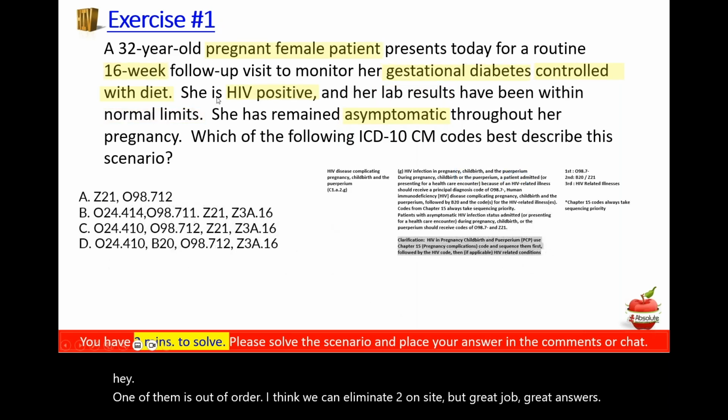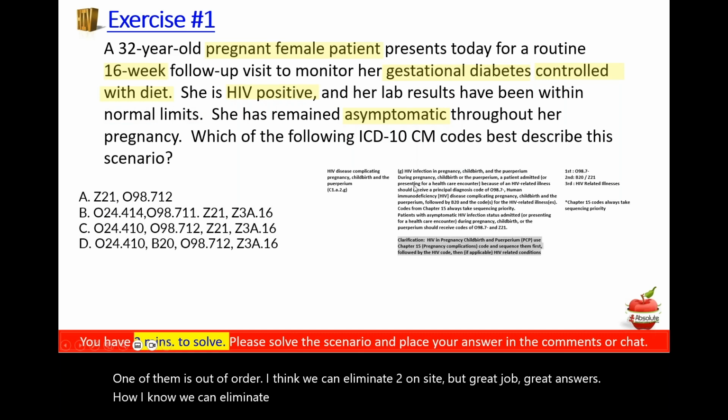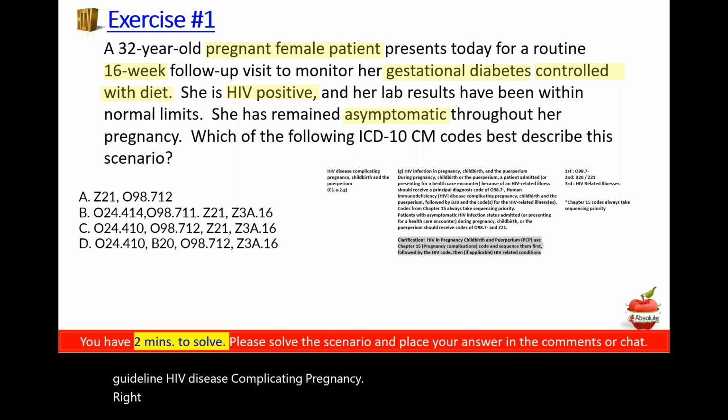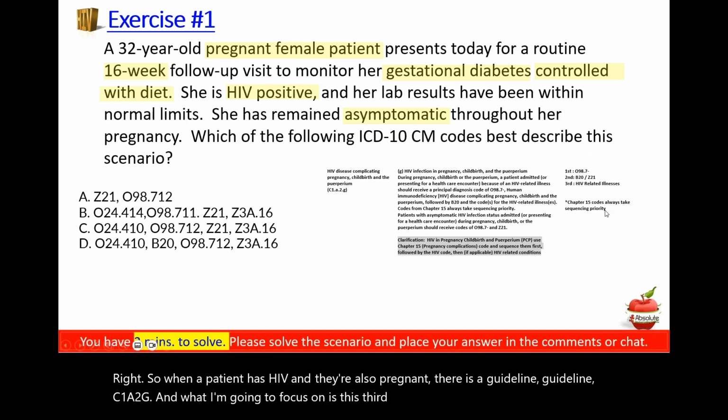Well, how do I know we can eliminate something on sight? I go right to the guidelines. I went to the guideline, HIV disease complicating pregnancy, right? So when a patient has HIV and they're also pregnant, there is the guideline C1A2G. And what I'm going to focus on is this third column.